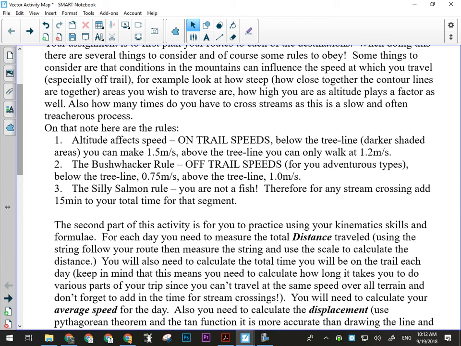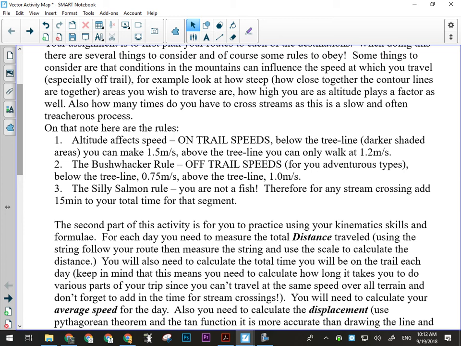Okay, so if you are on a trail and above the tree line, you can't walk as fast, and that's going to influence how long it takes you to go places. Okay, number 2, the Bushwacker Rule. Okay, off-trail speed. So if you go off-trail, and you'll have to because I've made it so that you have to, okay? At some point, you will have to go off-trail.